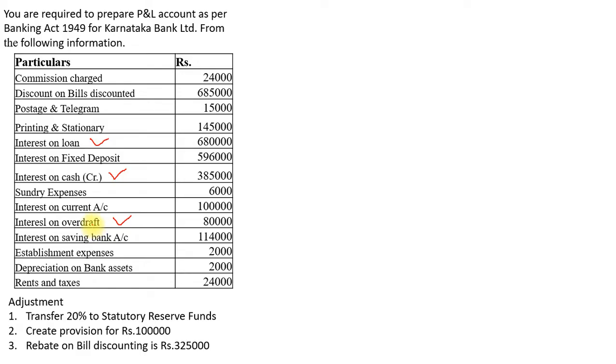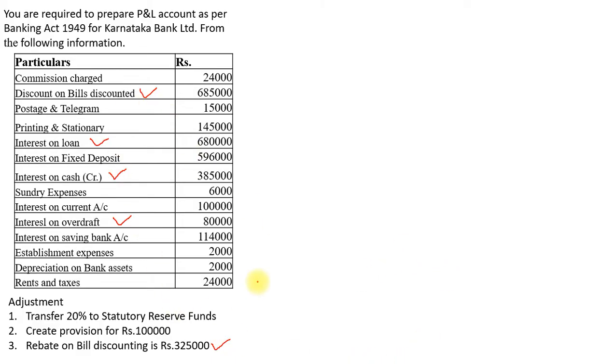Along with that, very important thing that you have to remember is discount on bill discounted. Okay, this will also come in your interest income, and from this there is an adjustment, rebate on bill discounting 3,25,000. So from bill discounted we have to subtract our rebate on bill discounting. So remember, under schedule 13 of interest earned, all the interest that we are going to earn and discounting of bill less rebate. Okay, these are the things which should appear in your schedule number 13.